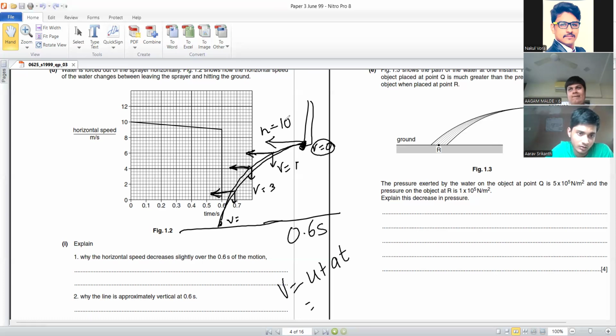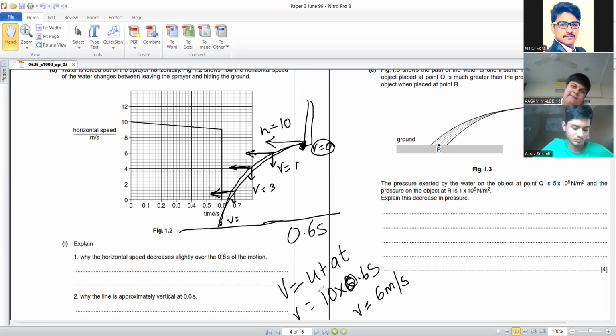Is it making sense? So what will be the velocity? It will be 10 multiplied by 0.6. In this many seconds it has reached, so what is its final velocity? 6 meters per second.